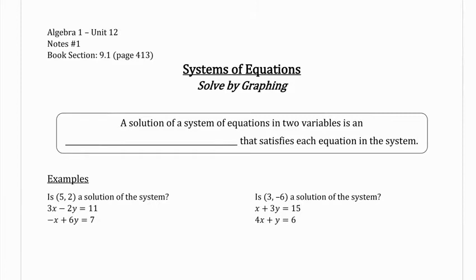A lot of times we have more than one variable in a problem. Sometimes we don't know how long something will take, and we also don't know how much something will cost. That's two different variables that we have to make work together. So we need two different equations to model that situation so that we can solve for both variables.